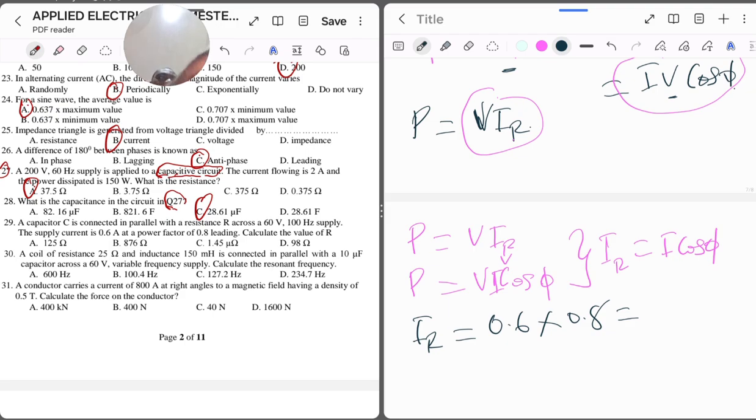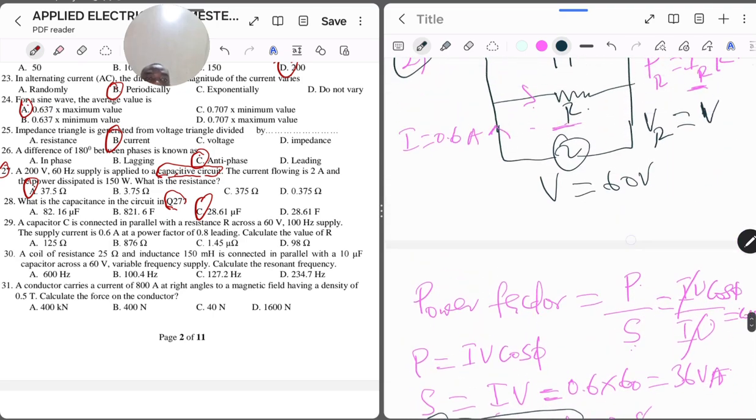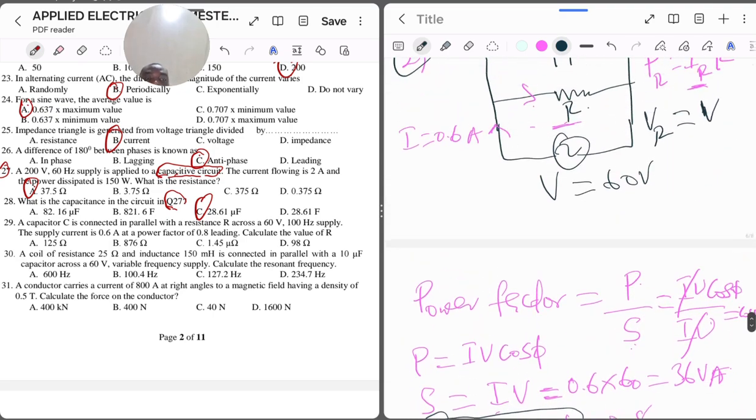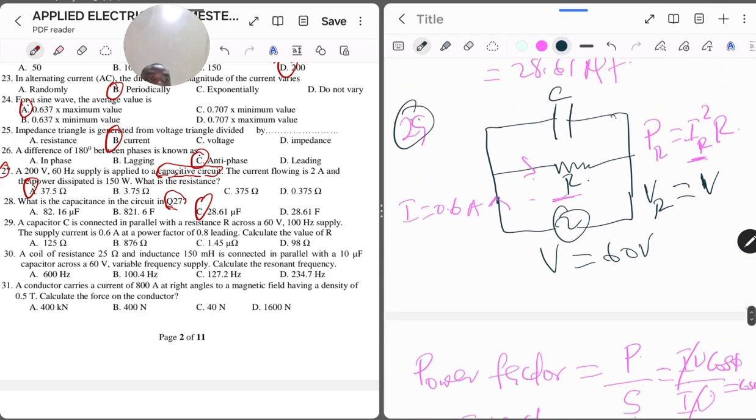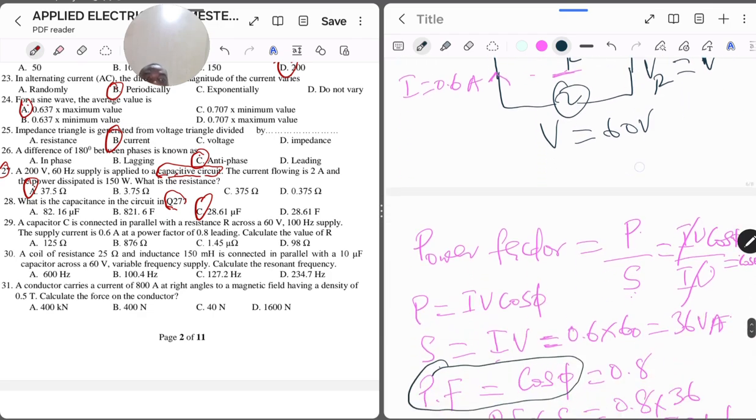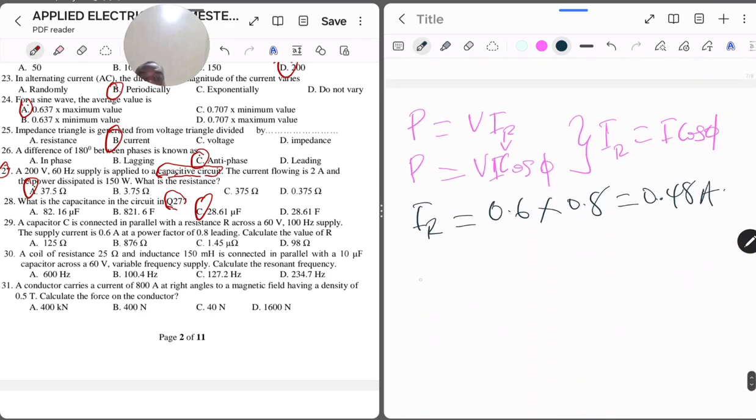Yeah, 0.6 times 0.8. That will give me 0.48 amps. So that's the current passing through the resistor here, IR. So I can now replace this in my formula. Now I'm just going to write the power dissipated by the resistor is equal to 0.48 squared.